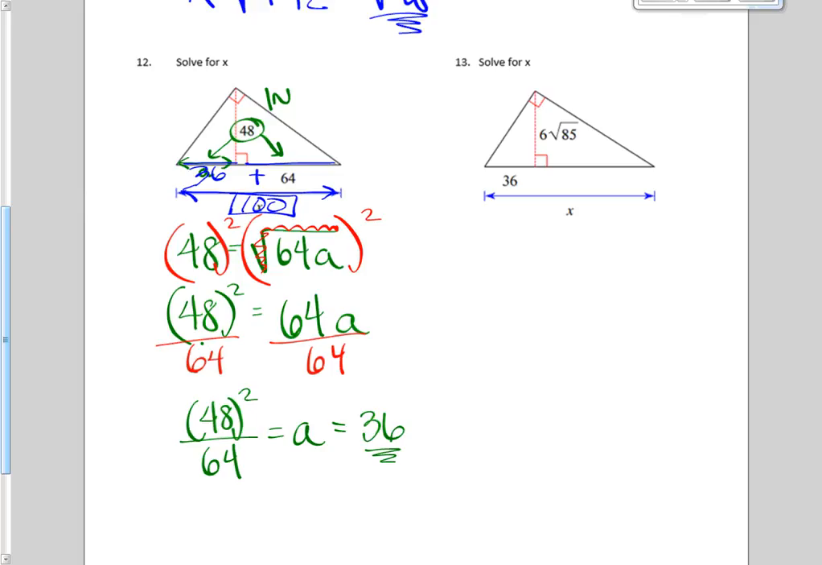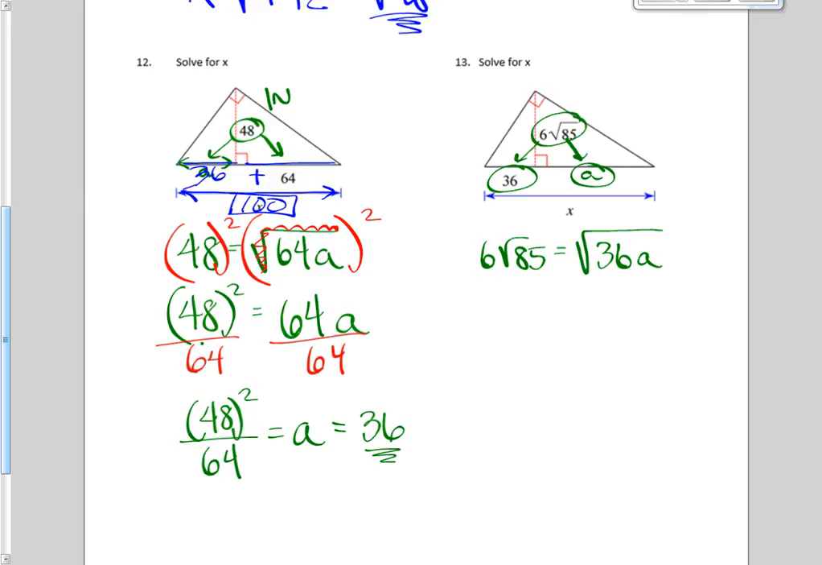If I don't want to use x minus 36 in this space, and that feels like too much algebra, then just make a new variable, call it a. That way I can say this is inside between these two. So 6 radical 85 is the square root of 36a. This times this. Same idea.